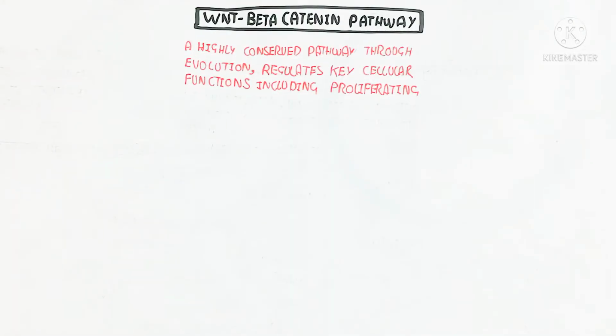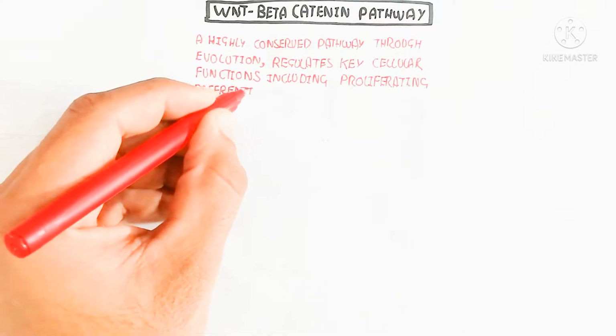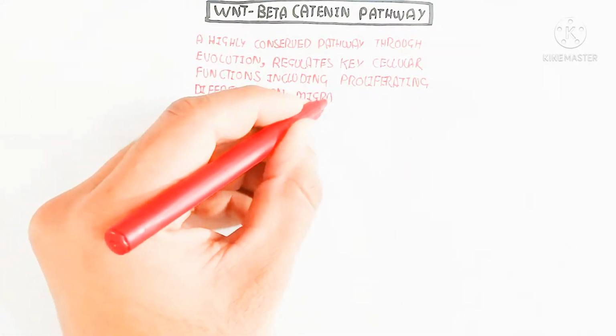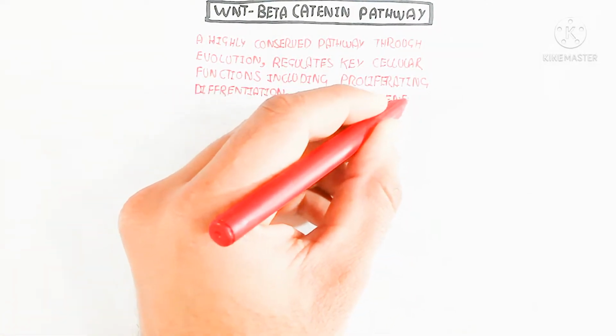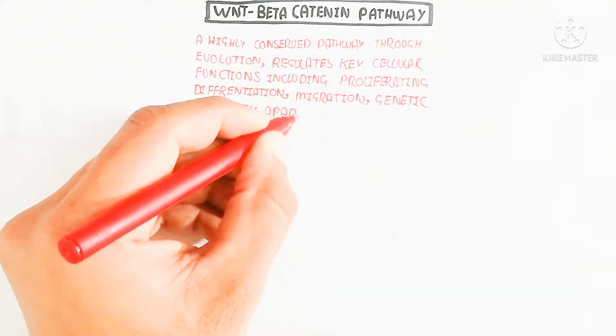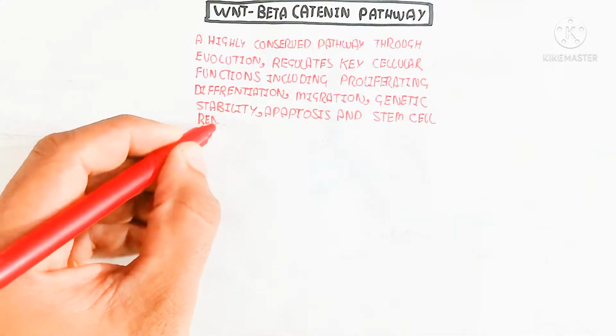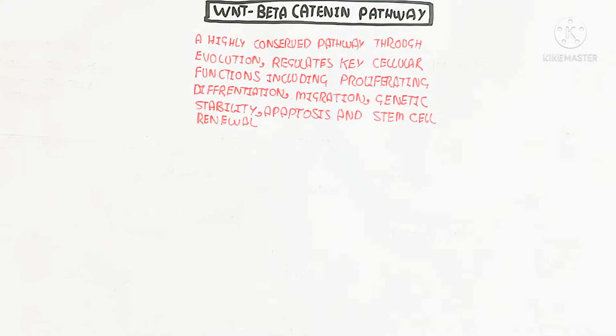For example, the stem cell will proliferate into an immune cell or other type of cell during developmental time. That is why the Wnt beta-catenin pathway is very important. Let's begin to understand this very important topic.